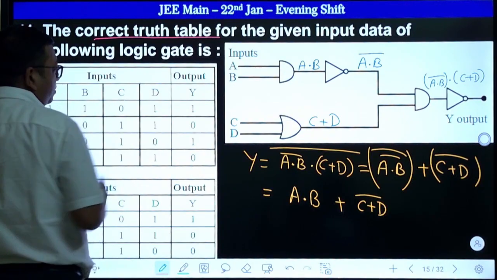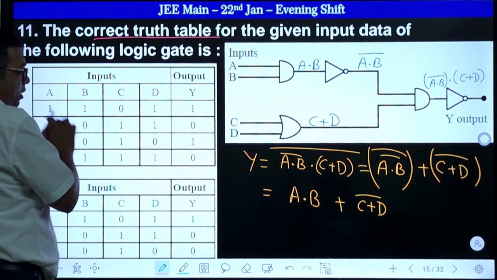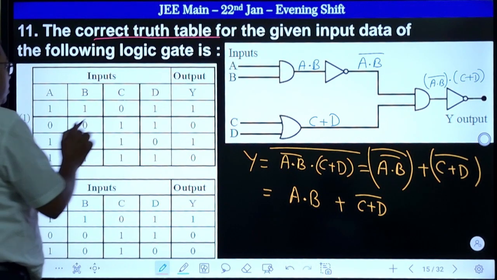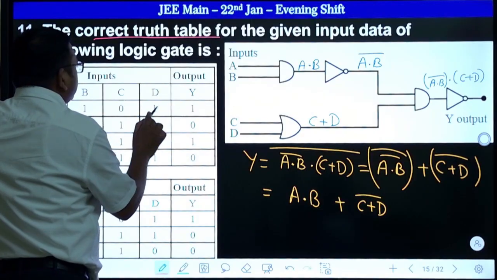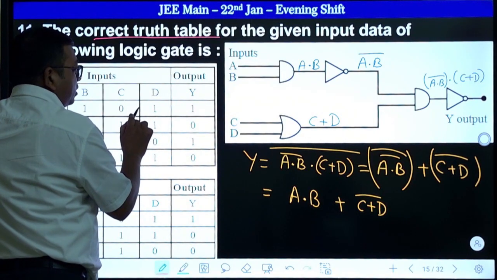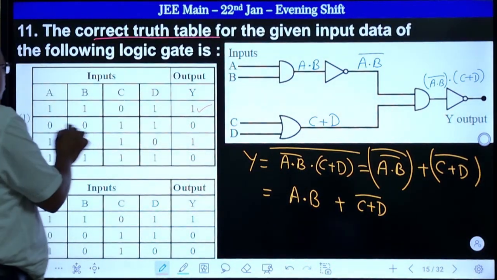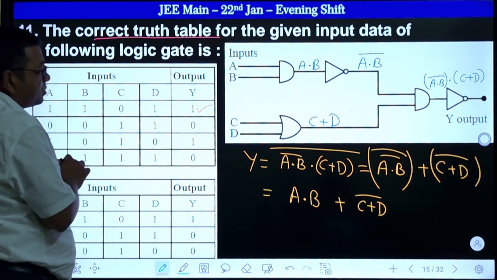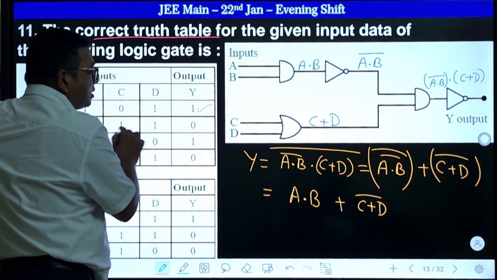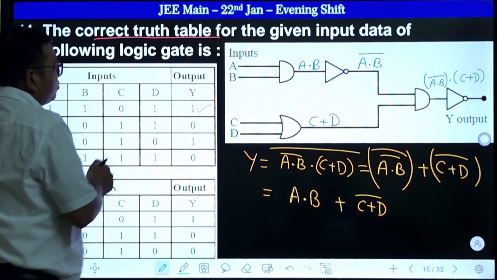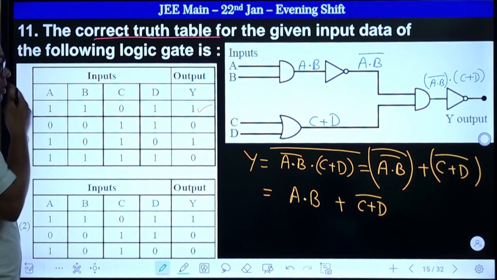Start with option 1. So A dot B, here 1 dot 1 will give 1, and C plus D will also give 1, and 1 plus 1 is 1. So this is coming as correct. Next, 0 dot 0 will give 0, and then C plus D is giving us 1 only, so that is 1, and over that we have to take bar.